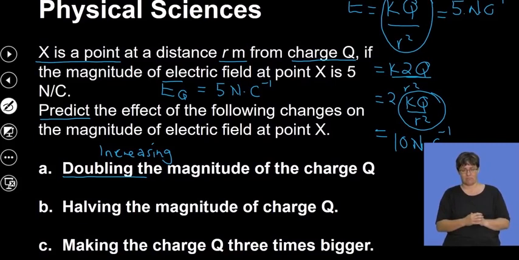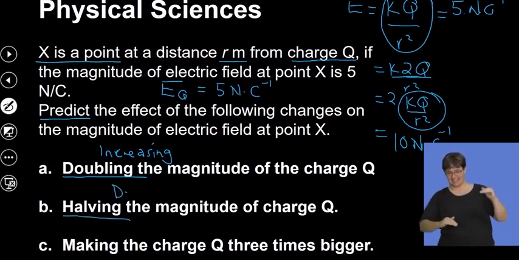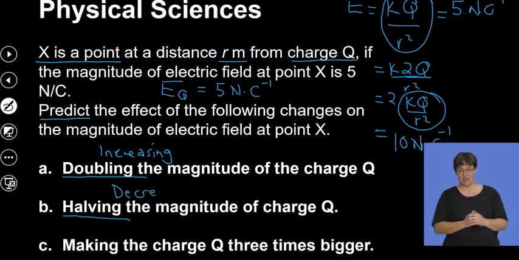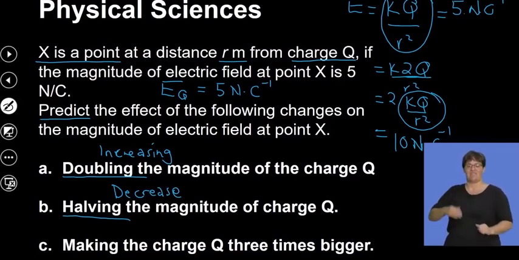Now, if we halve it, I think we get the trend now, or the pattern. So if we halve it, what's going to happen? The magnitude of the electric field at a point will also decrease. Halving is a decrease. So a decrease in the magnitude of the charge that creates the field consequently affects the magnitude of E by also decreasing it, okay? Are we onto something here in terms of the pattern?